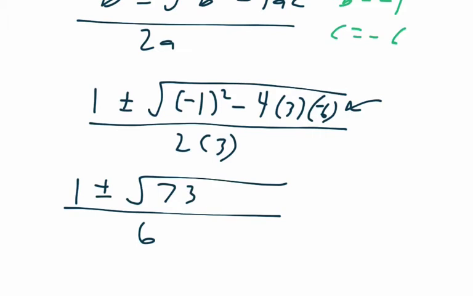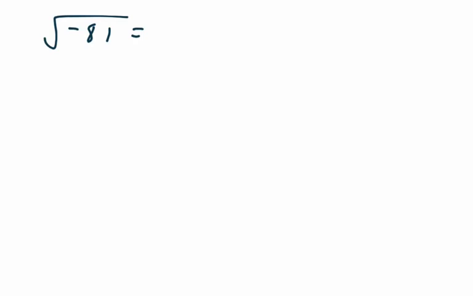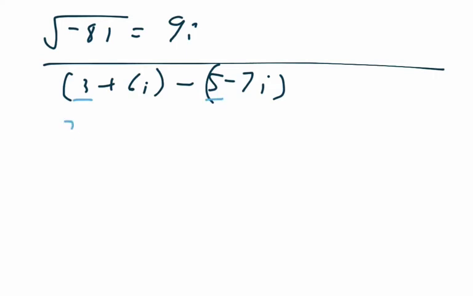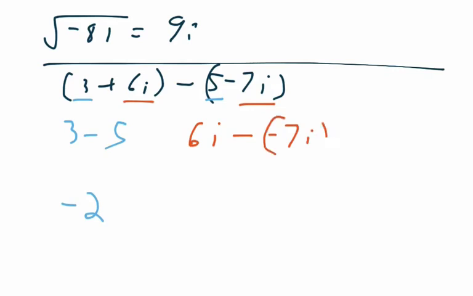Now since I can't break down the square root of 73, I'm going to leave my answer like this, except in the choices, they are going to split up the numerator, and so the answer is going to go like this. The square root of negative 81 for problem number 9 is, well, the square root of 81 is 9, so that's 9i. When I do 3 plus 6i minus 5 minus 7i, we're going to combine the 3 minus 5, and that gives me negative 2. And then I'm going to combine those two, 6i minus negative 7i, and 6 minus negative 7 is positive 13i.